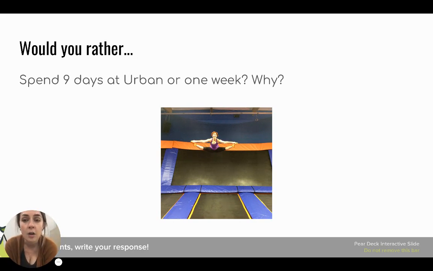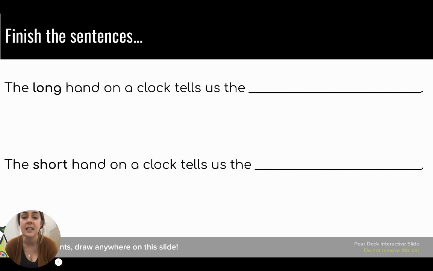So whenever you're given a would you rather, you want to think that they might be trying to trick you, and it might involve a little bit more thinking than just thinking you know the answer right away. So really think about it. Think, how many days are in a week? How many days are they saying I could spend there? Does it make sense? All right, then this is a fill in the blank.